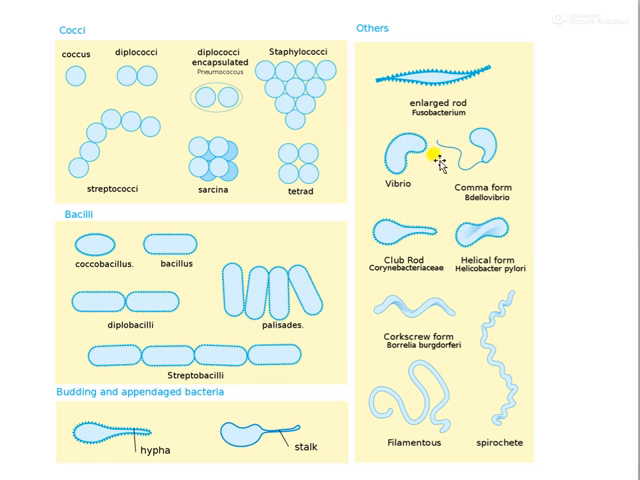Then sometimes, now this is a comma-shaped vibrio, and you can also have club-shaped bacteria like Corynebacterium. Corynebacterium is referred to as the cuneiform or the Chinese letter pattern-like bacteria, as they can form different shapes. Then you can have coccoform, like in the case of Borrelia. Filamentous bacteria are there, spirochetes are there. So bacteria do exist in different shapes, and these different shapes are of much relevance.